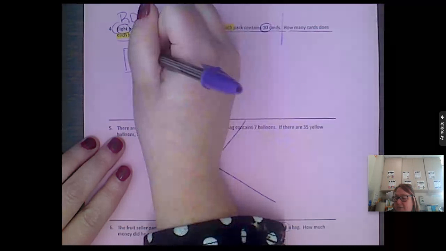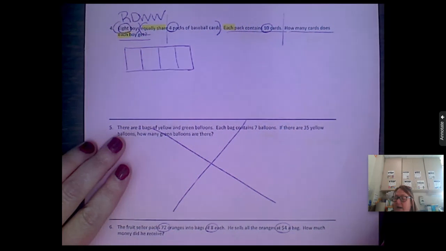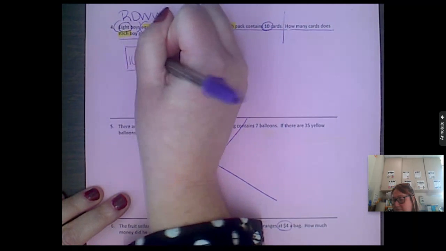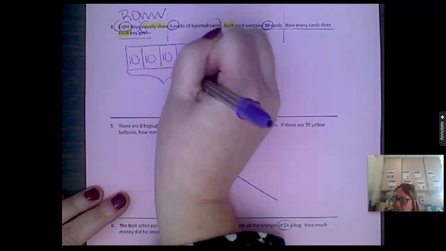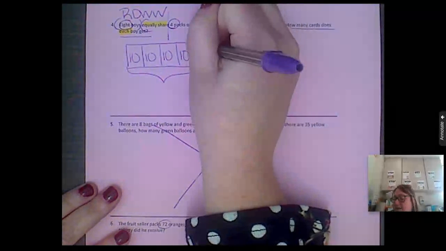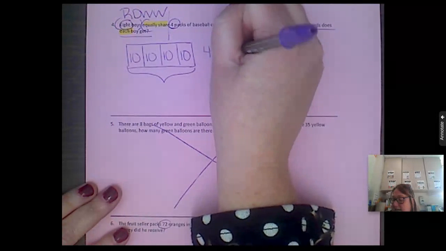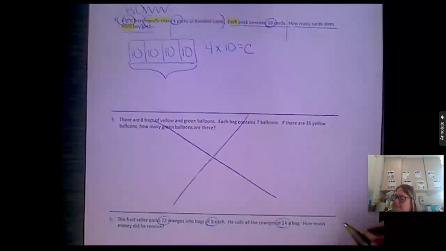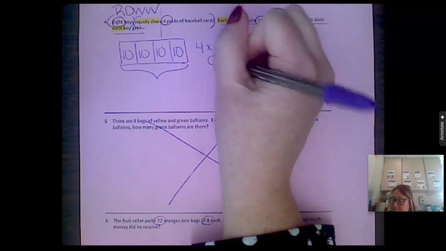So for 4 groups, I'm going to do 3 lines. 1, 2, 3. Okay. And then what would go in each one? 10, right? Okay. And we're trying to find that total. So to find that, I would take my 4 times what? Times 10 equals, okay, and I'm going to put a C for cards. And then C equals, what is 4 times 10? 40. Good.